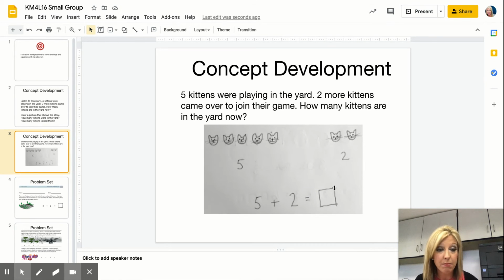We have our magic box over here to see how many total kittens were playing in the yard. So let's start with 5 and count up. 6, 7. So how many total kittens were in the yard? 7 total kittens. And if you need to use your model that you drew, you could start with your 5 and then count up. 1, 2. How many total kittens are in the yard now? 7 total kittens are in the yard now.